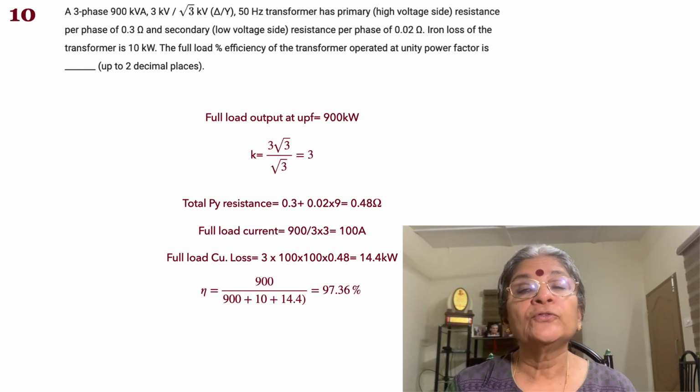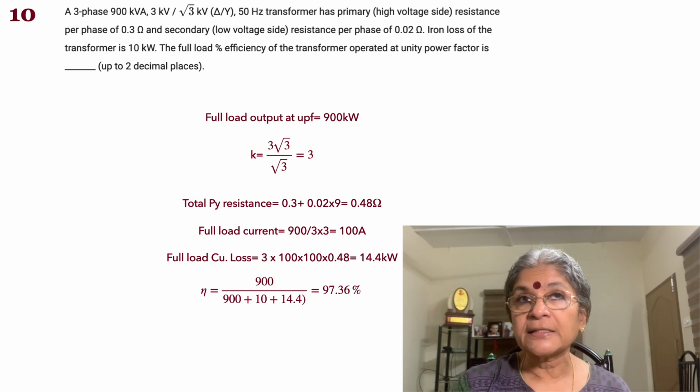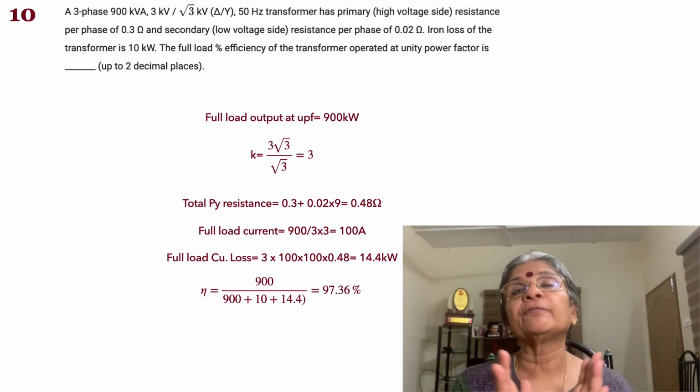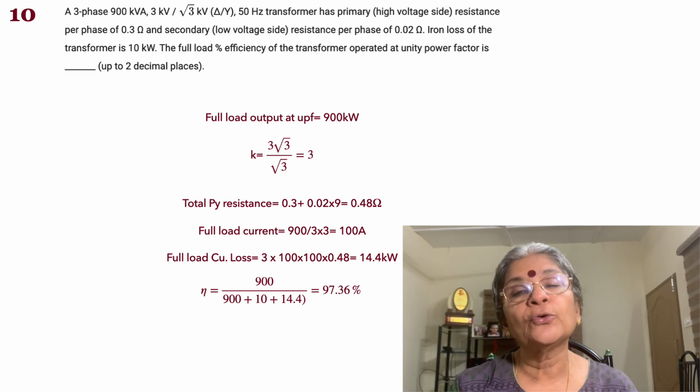Okay, so we are having 0.48. And then again, how do you find out the primary full load current? On the primary side, you divide 900 by 3 such that per phase quantity is obtained, and then divide by 3 kV because 900 happens to be kVA. So you get 100 amps as the current.